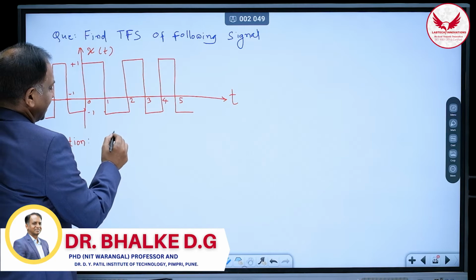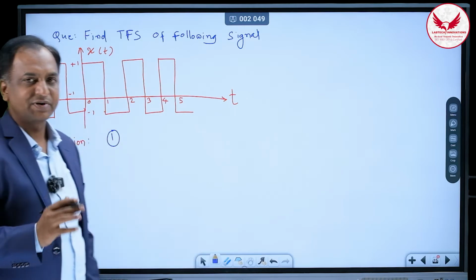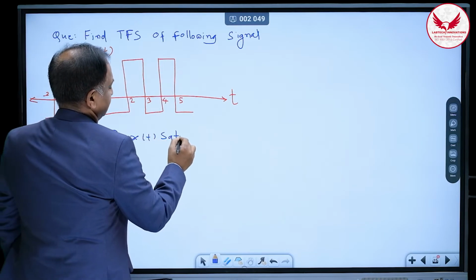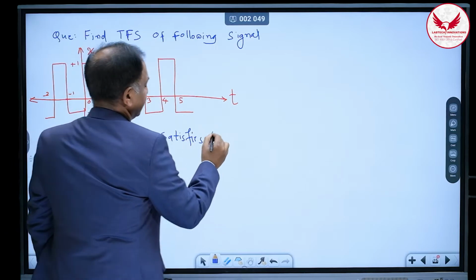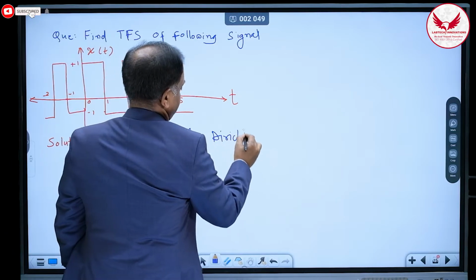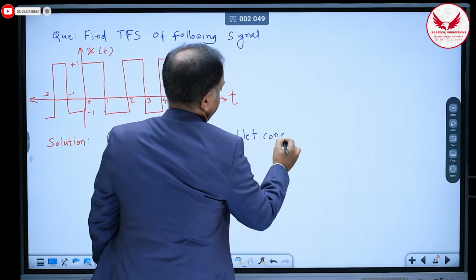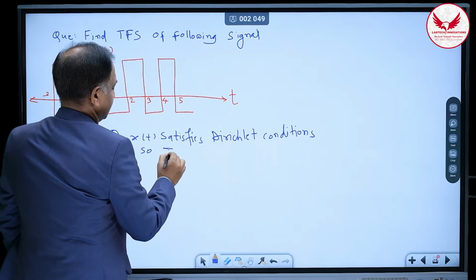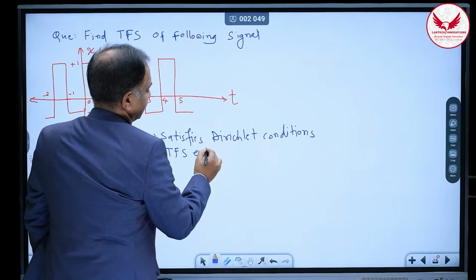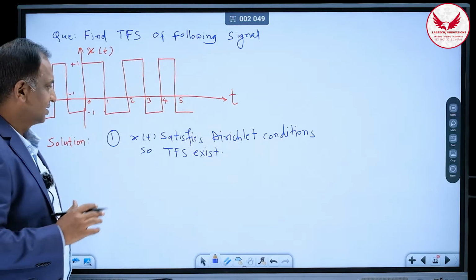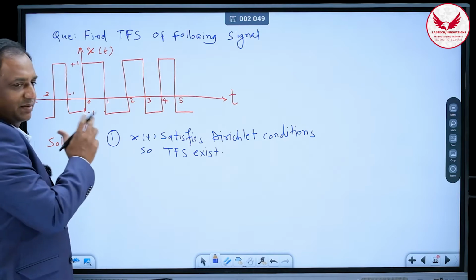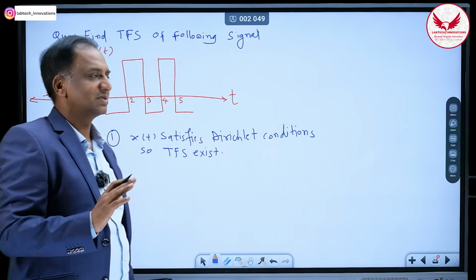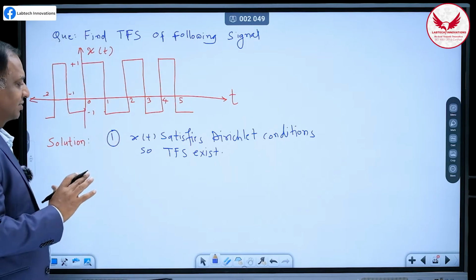First step, you have to write that the signal x of t satisfies the Dirichlet conditions. So the trigonometric Fourier series exists. This is the important statement. You know all the Dirichlet conditions: the signal is integrable for one complete period, has a finite number of discontinuities, and a finite number of minima and maxima. So it satisfies, and the trigonometric Fourier series exists.